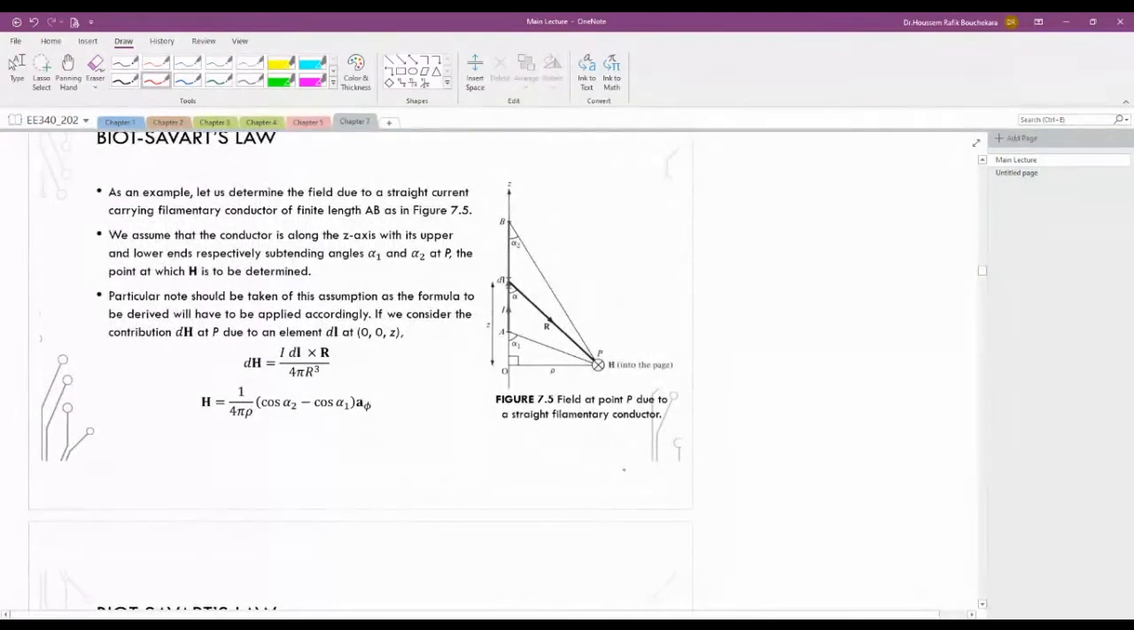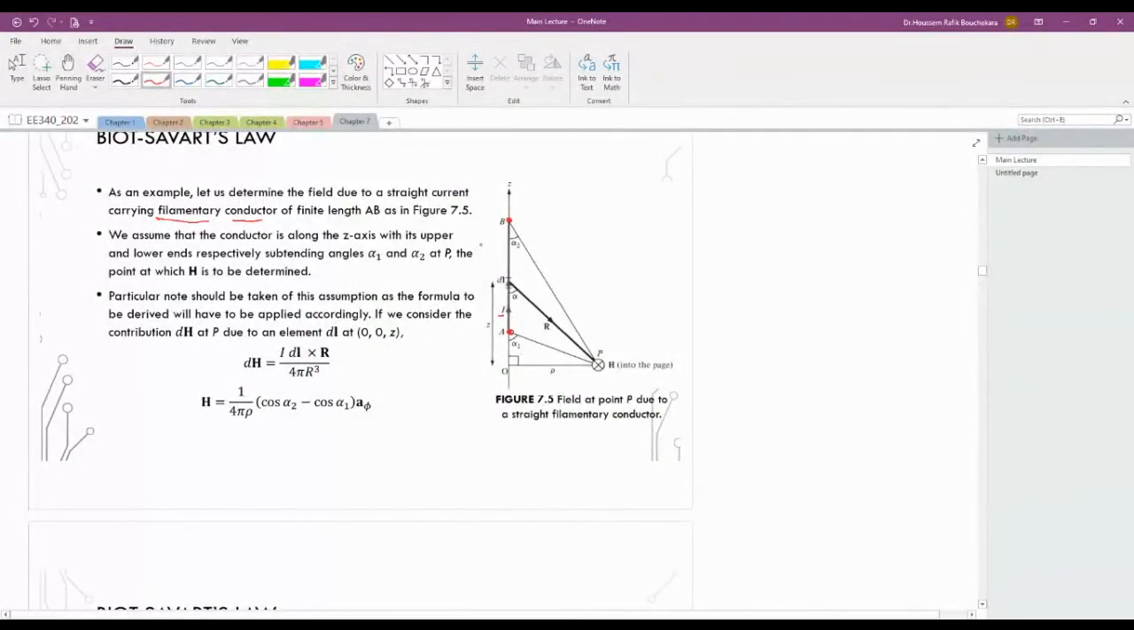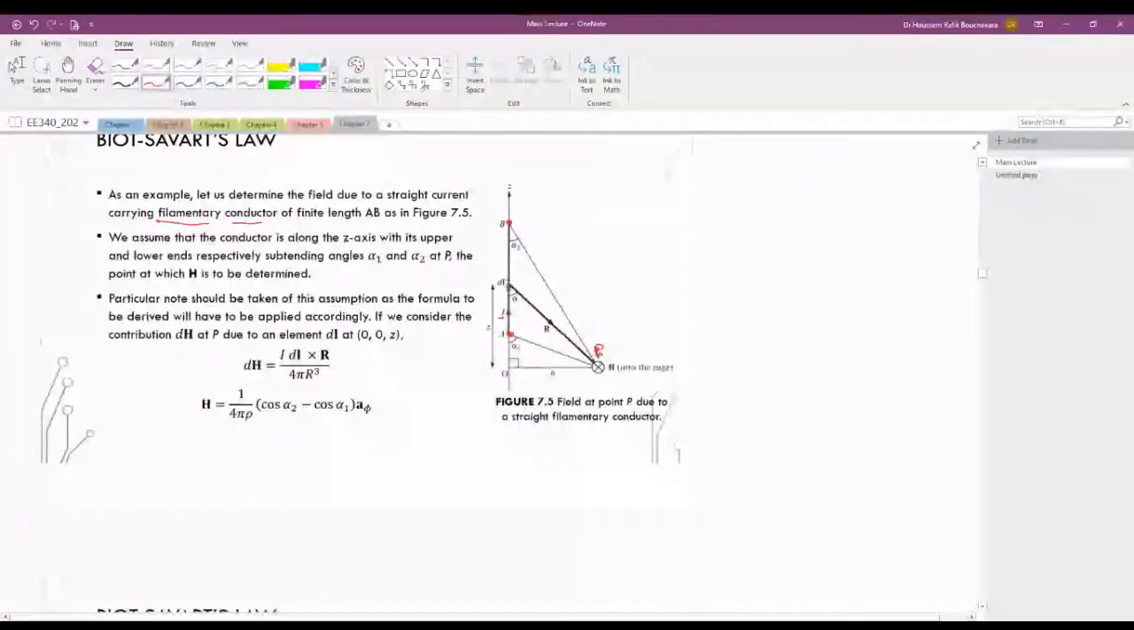Now let's take a special case: we have a line current, a straight line. This line is a filamentary conductor carrying a current I, a DC current of course. This line starts at A and ends at B, and we want to determine H at this point, using the right hand rule.